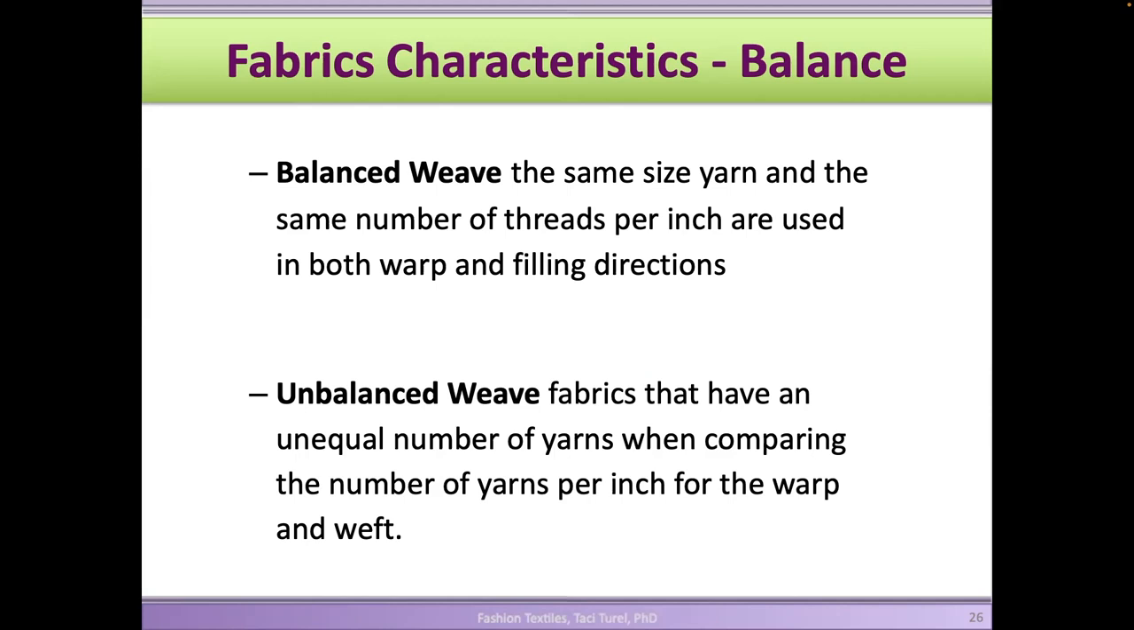A balanced view has the same size yarn and the same number of threads in 1 inch in each direction. So if you count all the yarns in the warp direction in 1 inch, and if you count all the yarns in the filling direction in 1 inch, you find out that you have the same number of warp yarns and filling yarns in that 1 inch distance. That's a balanced view. If your fabric has an unbalanced view, that means the number of yarns in the warp direction and the filling direction are not going to be the same for the same distance.